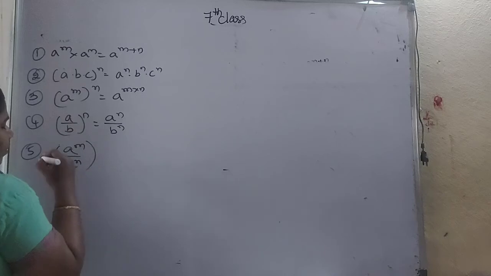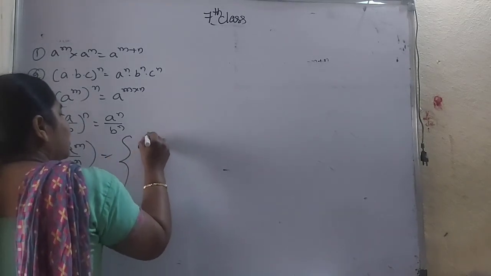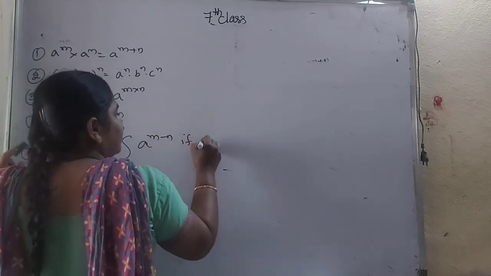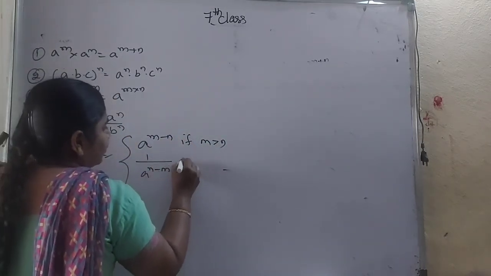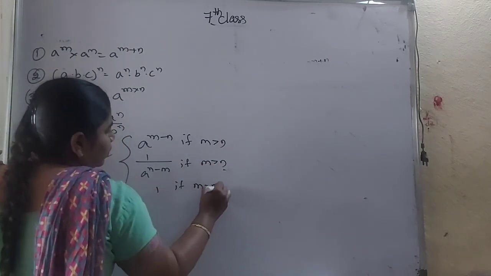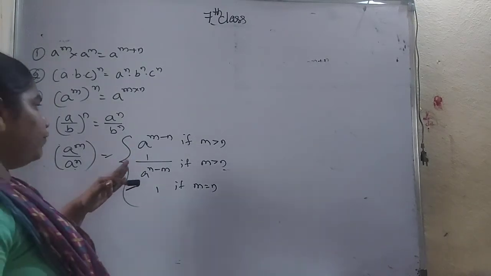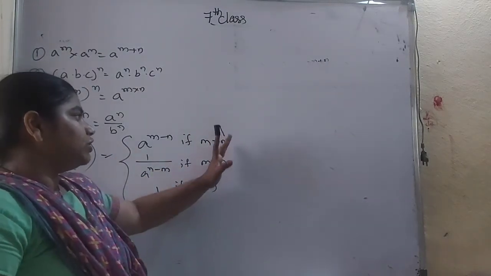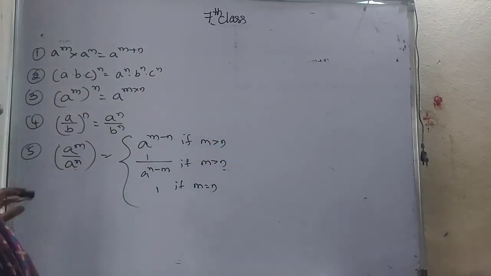Fifth is a power m by a power n, which can be written in three different conditions. A power m minus n if m is greater than n. 1 by a power n minus m if m is less than n. 1 if m is equals to n. These are the three different conditions. By seeing the m value and n value, we will change the condition.